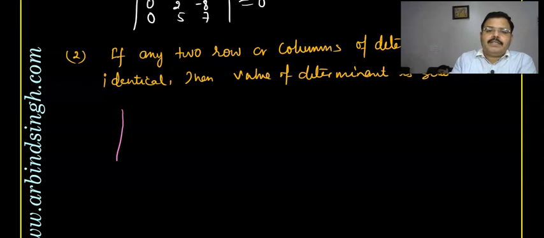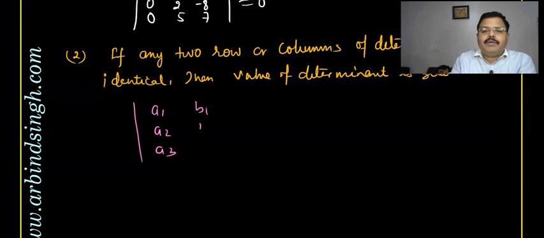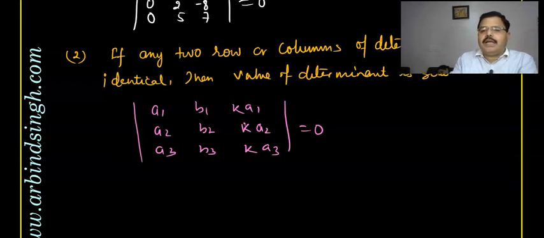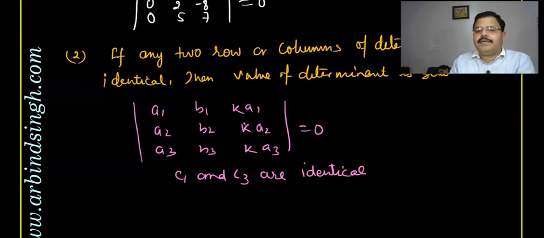It means if there is a determinant written, say like this: A1, A2, A3, B1, B2, B3, and here KA1, KA2, and KA3, then the value of the determinant will be 0. Here the first and third rows are identical. That means by taking K as common, these two will be the same. So here C1 and C3 are identical. Identical means some scalar multiple may be there, and therefore the value of the determinant will be 0.